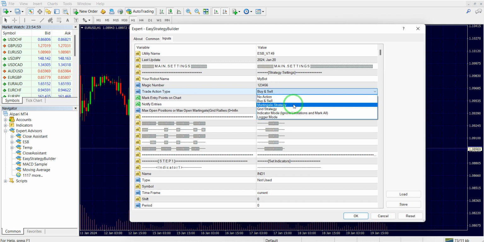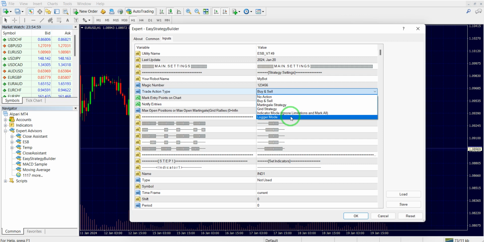Or it is a martingale strategy, or a grid strategy, or you just want to ask the Easiest Strategy Builder to mark the entry points on the chart and not do any trade. Or the Easiest Strategy Builder can work as a logger. That means the value of the indicators and any buy or sell signals or whatever calculation ESB is doing, it can log them in a file or in the journal, and you can check them there.